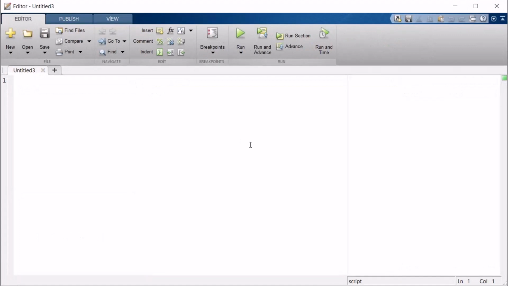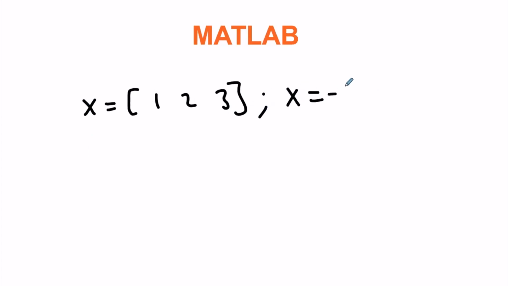Our aim here is this, guys. We have an array, and this array consists of more than one element. Our array can be in the form of x equals 1, 2, 3, or x equals minus 5 to 5 in steps of 0.01. So this is an array, like minus 5, minus 4.99, and so on up to 5.